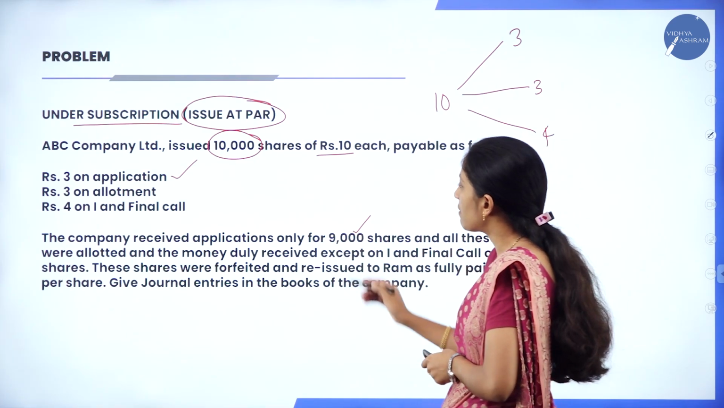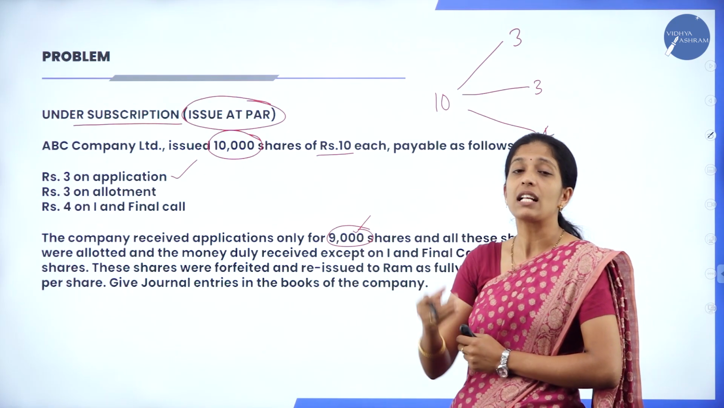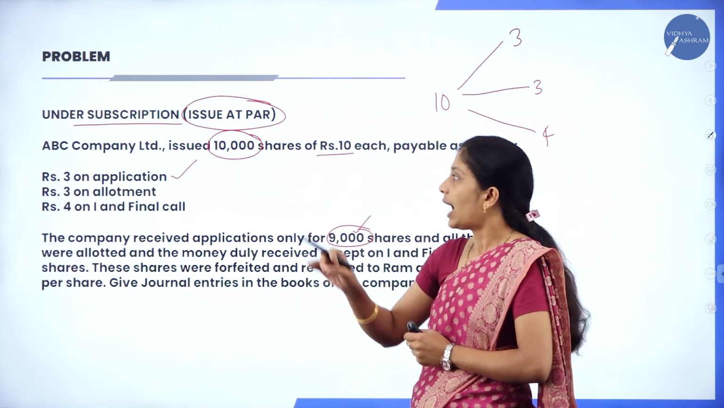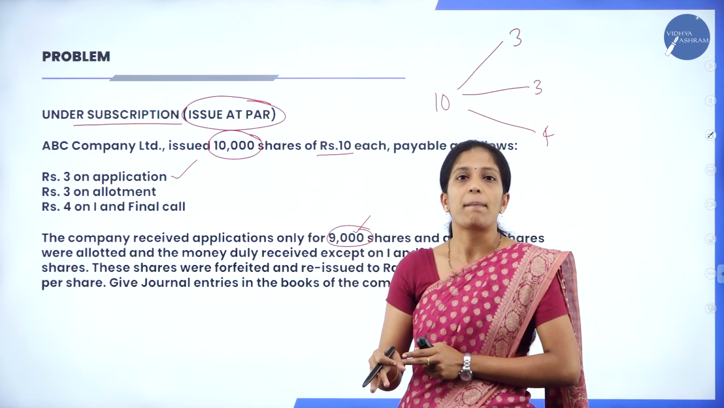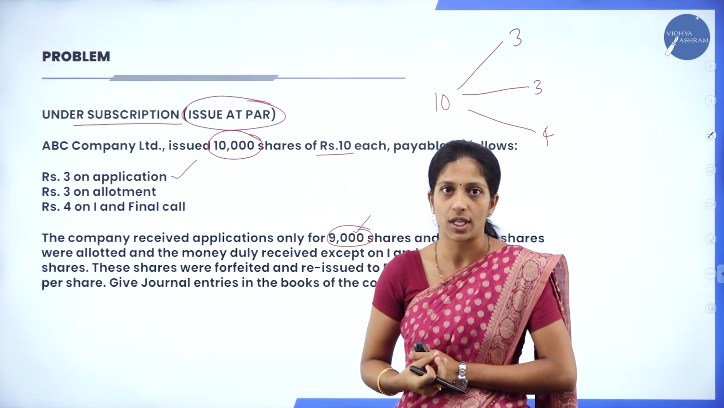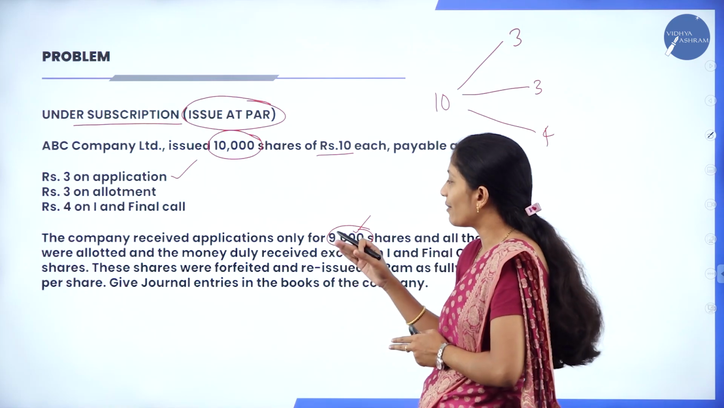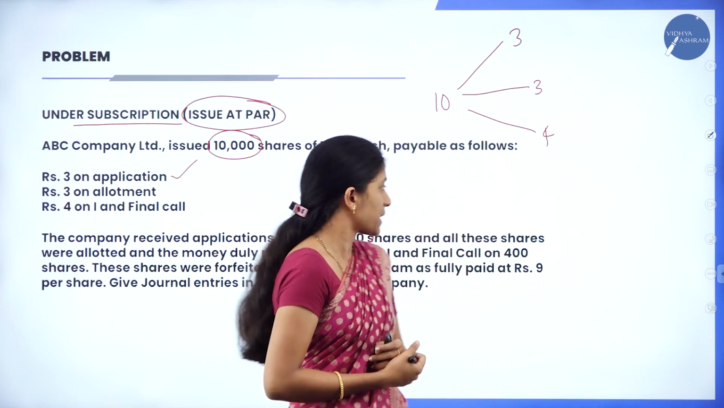The company received applications only for 9,000 shares. What do you mean by that? It is under subscription. Actually the company wanted 10,000 shares, but the public have not purchased all 10,000 shares. They have subscribed only for 9,000 shares, which means that it is under subscription.